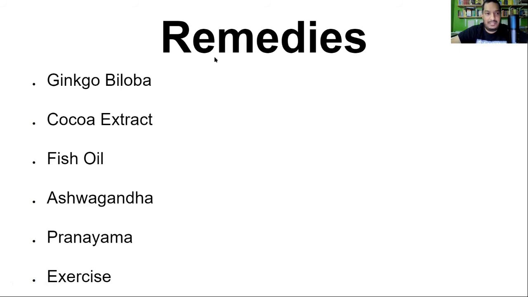Ginkgo biloba is the first thing. Each of these remedies improve circulation to the brain and cerebral blood flow, every one of them. So let me just tell you a little bit about each of these. Ginkgo biloba is a medicinal herb, which is an adaptogen, meaning it helps your body adapt to stress.